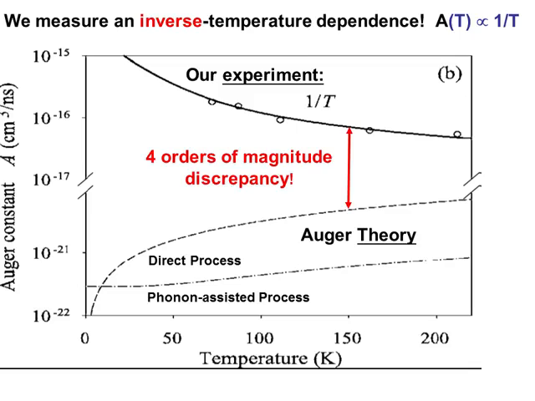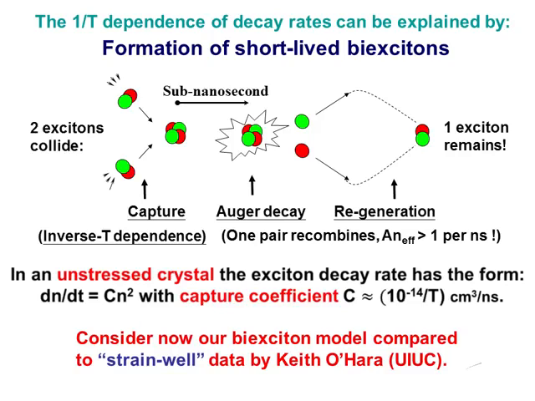Our proposed answer to this puzzle is the binding of excitons into biexcitons. The inverse temperature dependence of the exciton decay rate is consistent with the formation of excitonic molecules, like 2 hydrogen atoms forming an H2 molecule. Biexcitons dominate at low temperature and have a very rapid Auger decay.